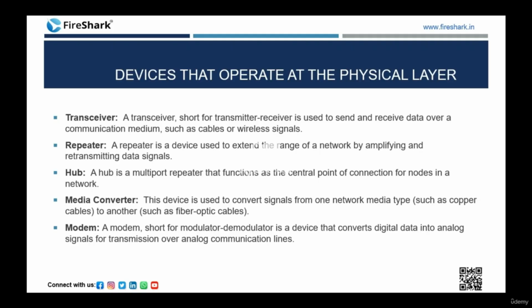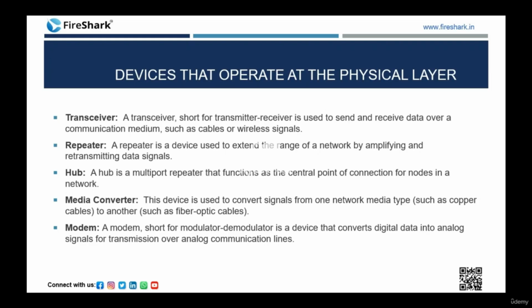Now the next one is devices. Which devices work on the physical layer? The first one is the transceiver. Basically, a transceiver, short for transmitter-receiver, is used to send and receive data over communication media such as cables or wireless signals. The next one is the repeater. A repeater is a device used to extend the range of a network by amplifying and retransmitting data signals. And the next one is the hub. A hub is a multiple repeater that functions as the central point of connection for nodes in a network.